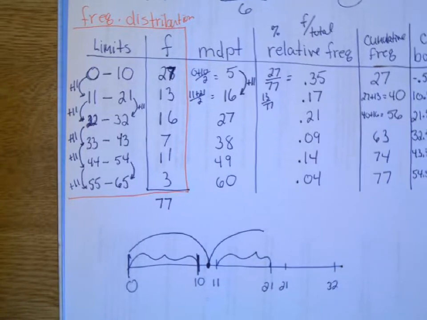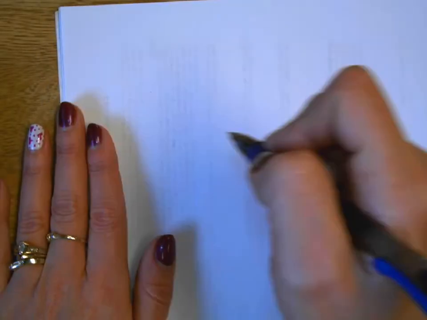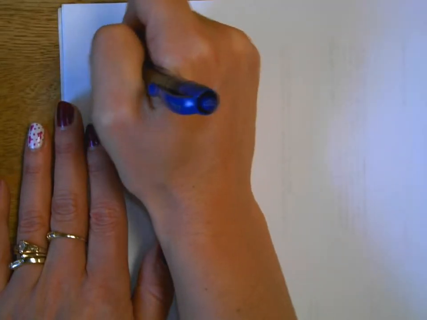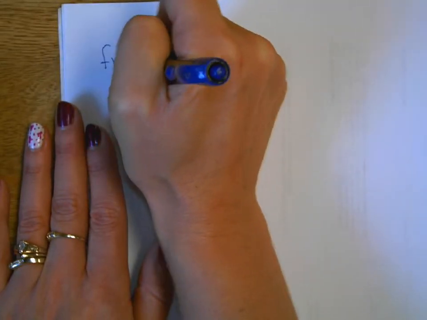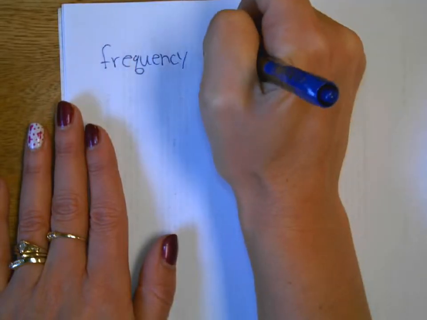How do we know if we're using class boundaries or midpoints? They're going to show you the graphs right now. The graphs are going to tell you what to use. Okay, and like I said, we've got 5 different graphs here. First graph we're going to make is a frequency histogram.